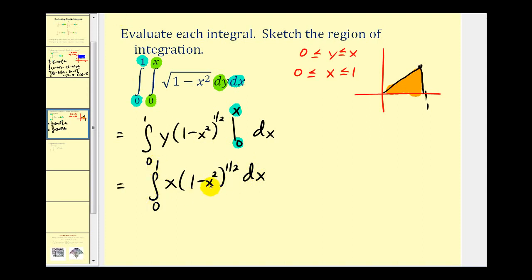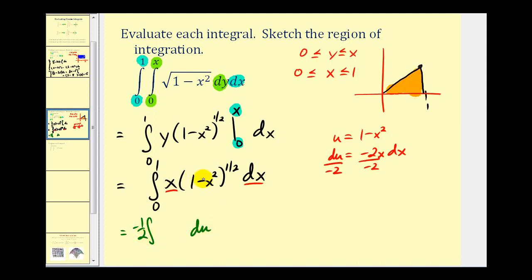Well, this is going to require u substitution. u is going to be equal to 1 minus x squared. So du is going to be equal to negative x dx. Notice our integrand does contain x dx, so I'm going to go ahead and divide this by negative 2. Let's go ahead and rewrite this in terms of u. x dx is replaced with negative 1/2 du.